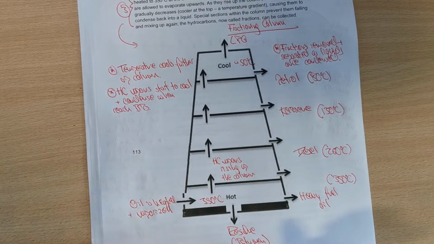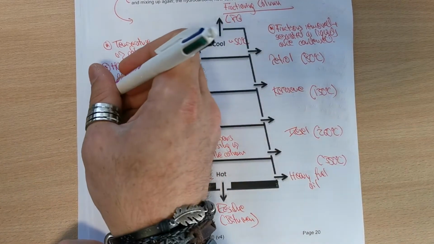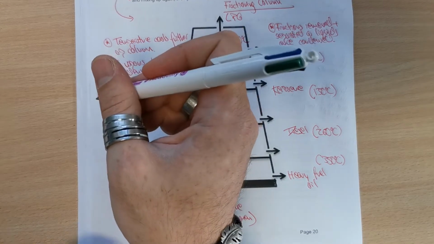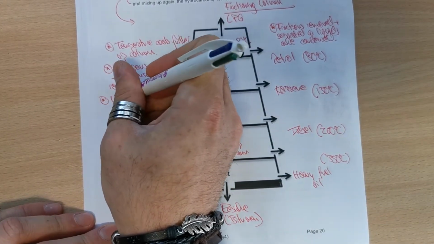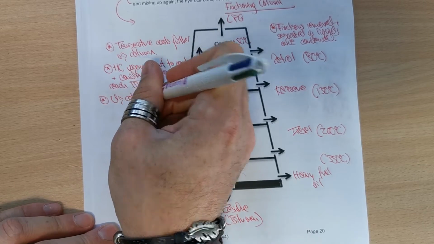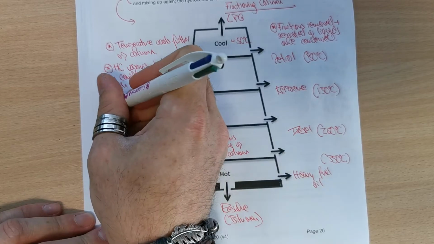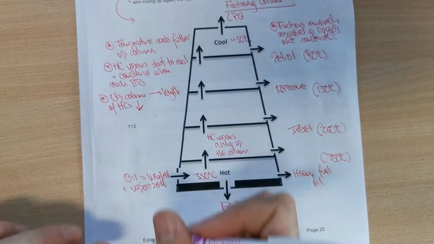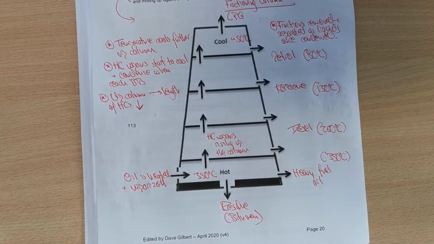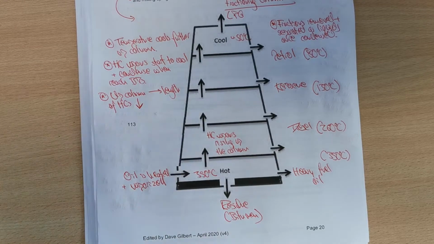Now, key thing to bear in mind is that as you go up the column, the hydrocarbon fraction lengths decrease. So, up the column, the length of the hydrocarbons decreases. Okay. Now, with that, there come other properties that you can discern about the hydrocarbons.